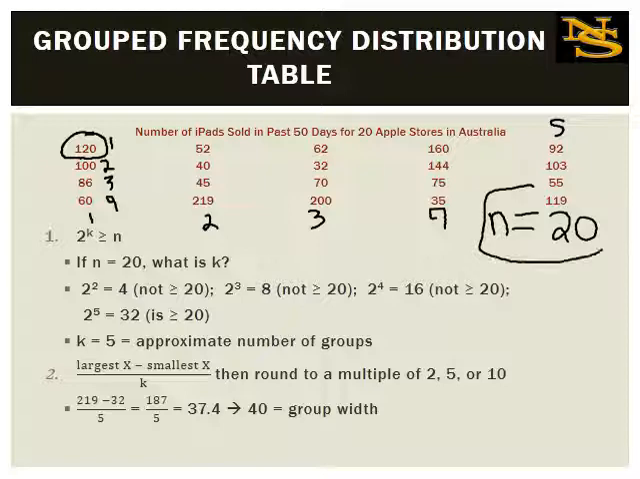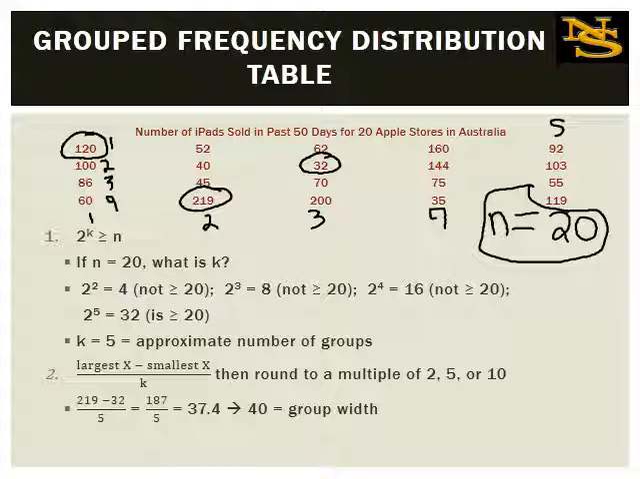So in this example, we know we'd want to use a grouped frequency distribution table because the lowest value in our data set is a 32, and the highest value in our data set is a 219. And if we tried to display that in a traditional frequency distribution table, it would be a nightmare because you would have tons of rows that didn't even have any frequencies associated with it, and the table wouldn't really be simplistic and manageable. So I'm going to follow the rules I just showed you to create a grouped frequency distribution table. So the first step is to figure out K, the approximate number of groups that you're going to use.